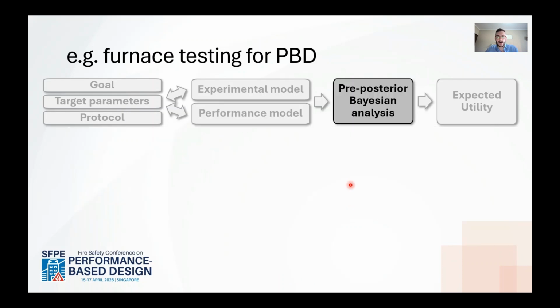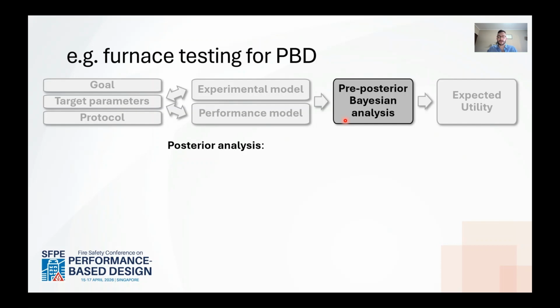Next, we do a pre-posterior Bayesian analysis. So let me start from explaining what is a posterior Bayesian analysis. This is a statistical procedure where the prior distribution of some uncertain parameters is updated based on experimental evidence. And this is generally done using Bayes' theorem.